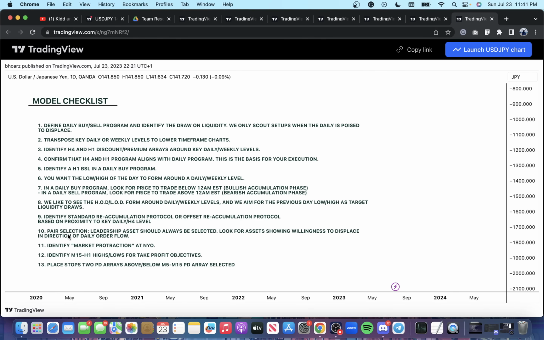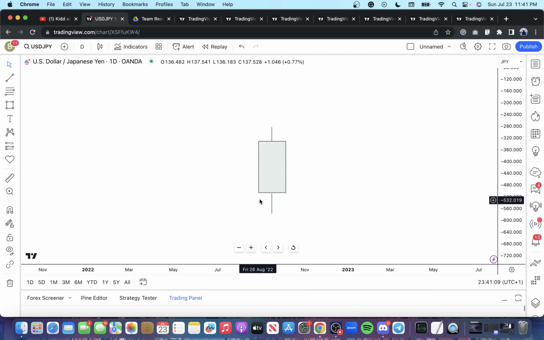Number 11, you want to identify market protraction at New York. Now, the same way I just taught you with your daily candle, where from the open price, the market will see an initial, quote unquote, false run lower, which induces early retail to sell short, and then institutions go and buy against retail sentiment. You want to see the same thing for New York.